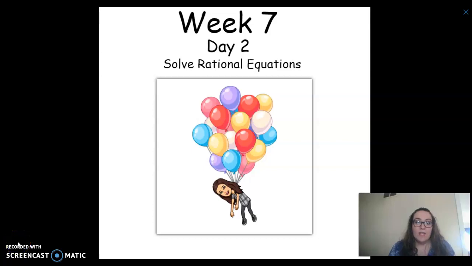Okay, week 7, day 2. I think what you will find as we are working through today's is A, it's short, and B, it's actually just a mix of all the solving we've done this far.